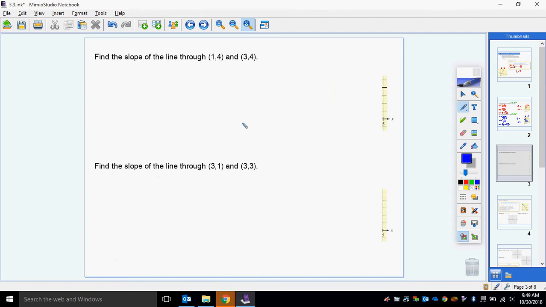A couple more. Find the slope of the line through 1, 4 and 3, 4. So we can do our fancy little equation again.